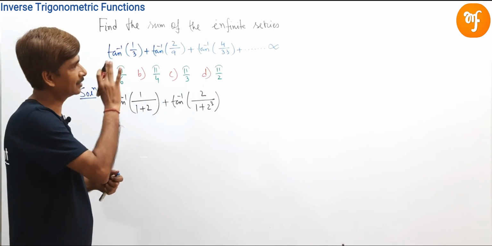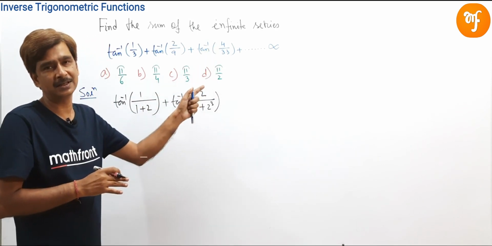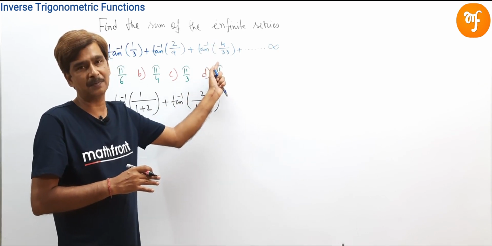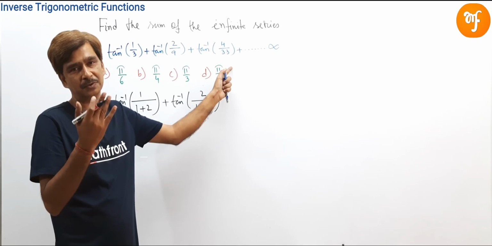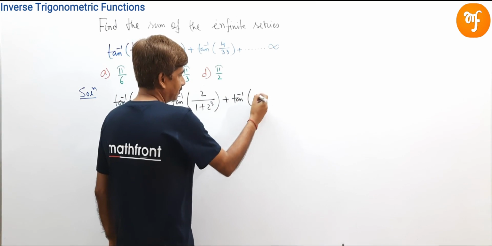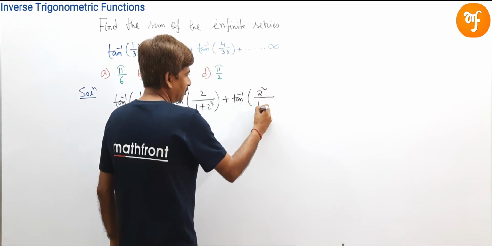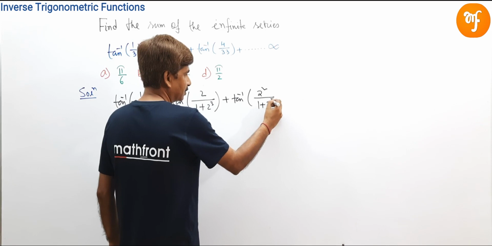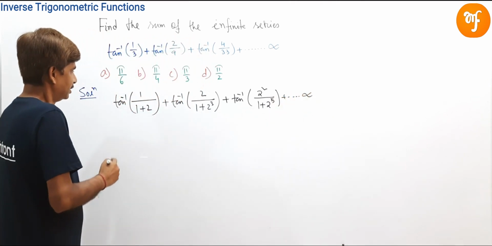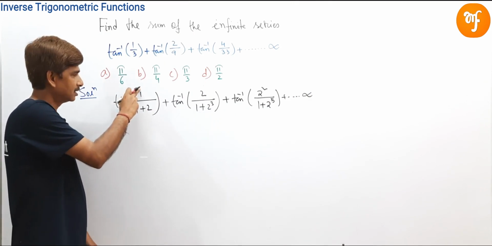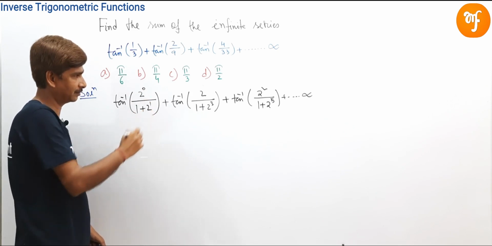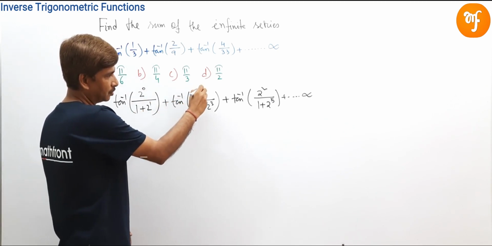Okay. In the third term, it is tan inverse of 4 by 33. So tan inverse of 4 by 33 can be written as tan inverse of 2 square divided by 1 plus 32 and 32 can be written as 2 to the power 5. So we can write the third term as tan inverse of 2 square divided by 1 plus 2 to the power 5 like this. Okay. So this 1 can be written as 2 to the power 0 and this 2 can be written as 2 to the power 1.